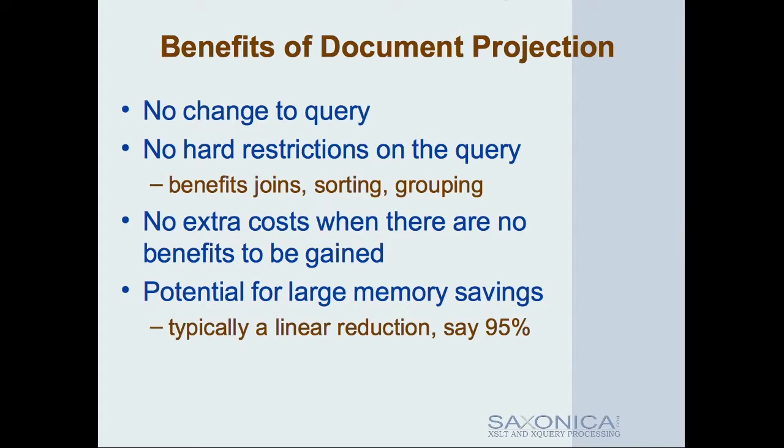So benefits of document projection: you don't need to change the query at all. There are none of these streamability rules that say you can't have multiple downward selections and you can't have joins and you can't have reordering. You can use any query that you like. The more complex the query becomes and the more of the data that it accesses, the less the benefits will be. But it's very incremental. There's no cut-off point where you can say, for this query, it's just not worth doing. So it's quite a soft and adaptable technology in that sense compared with streaming. And the potentials for memory savings are quite extensive.